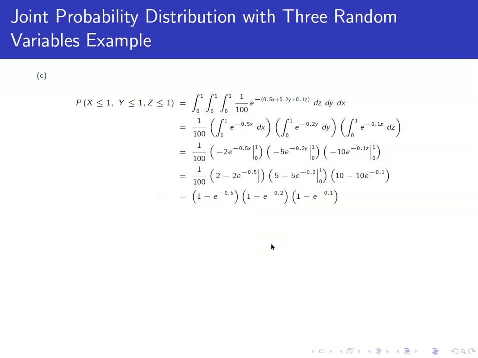Now for the third part, where we want all three variables to be less than or equal to 1, this is set up very much like the previous example. Again, break it up into three integrals since we don't have any variables written in terms of any of the other ones. Take our antiderivatives, plug in our endpoints, and ignore the typos. Again, that's just a copy and paste from the previous one where I forgot to delete those things. And just like in the previous part, I can factor out a 2 here, a 5 here, and a 10 here. That multiplies together to be 100. It'll cancel out the 1/100, which is why we get 1 minus e to the negative 0.5 times 1 minus e to the negative 0.2 times 1 minus e to the negative 0.1 as our final answer.